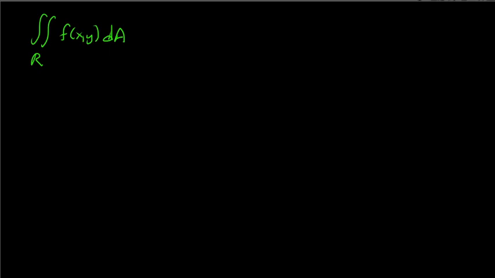So now we can get back to double integrals, and we already know how to convert a double integral to an iterated integral using Fubini's theorem, right?